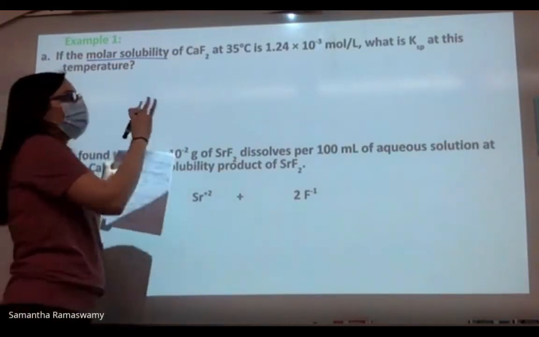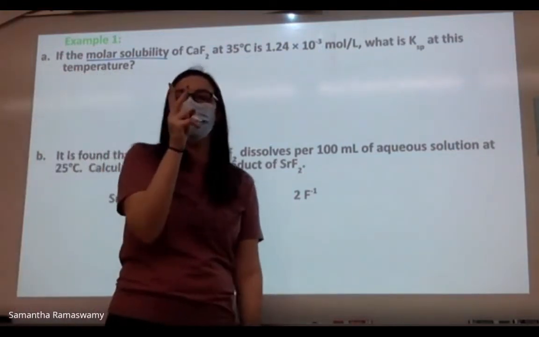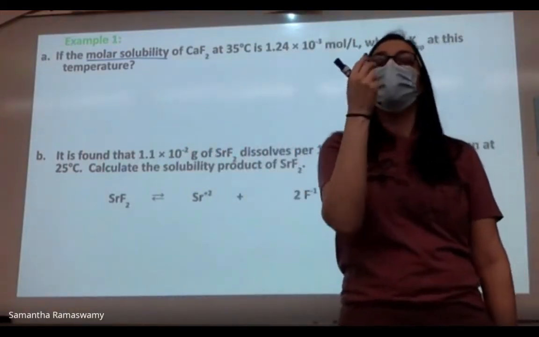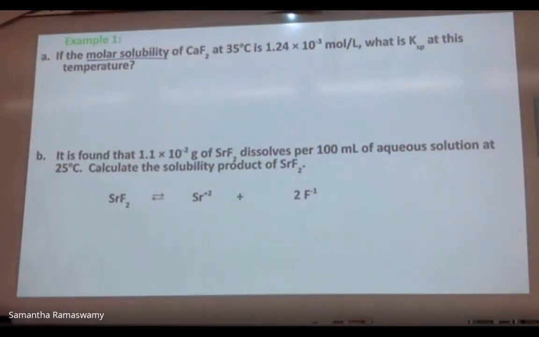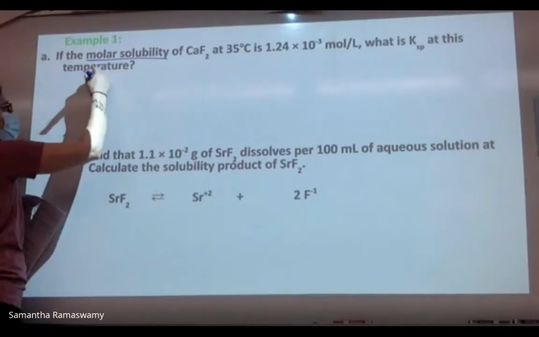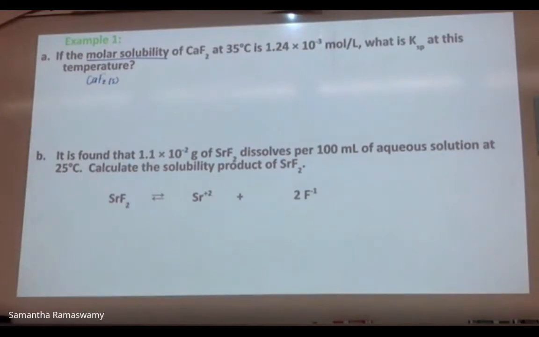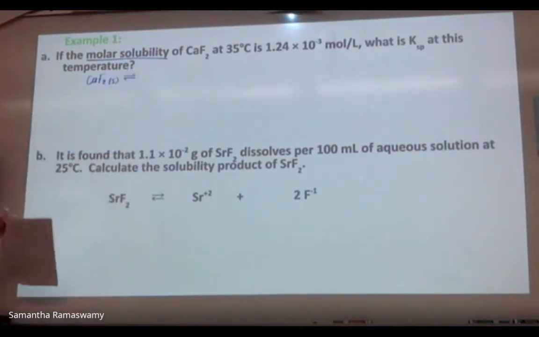Before we do any math, before we try to plug things in, there are always two things that I want you to make sure that you have: the equilibrium equation, so the balanced equation, and the Ksp expression. We have calcium fluoride. Because it's talking about molar solubility and Ksp, that tells us that calcium fluoride is only slightly soluble. It's a solid. It's talking about molar solubility of something, which means that something is a solid. And if we're solving for Ksp, that means it exists at equilibrium.